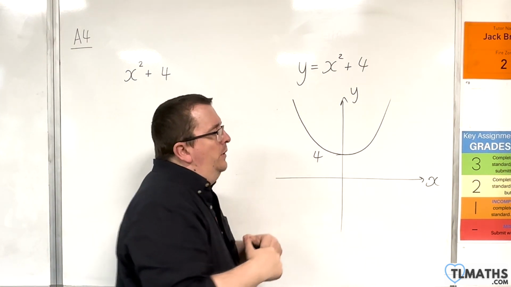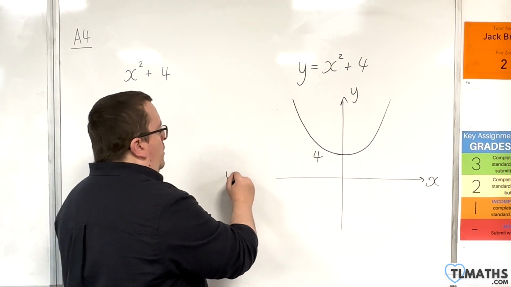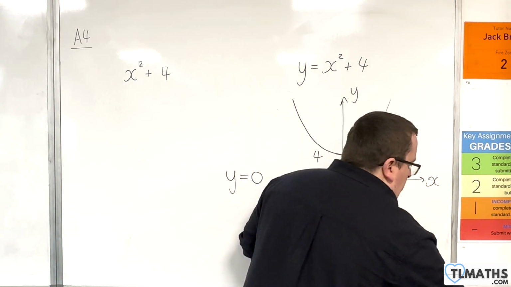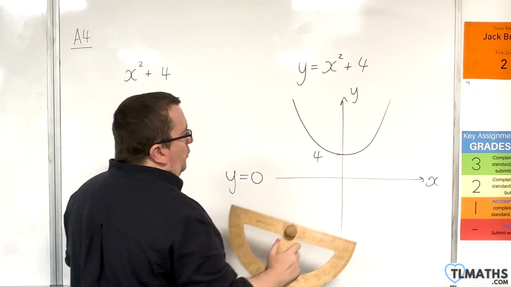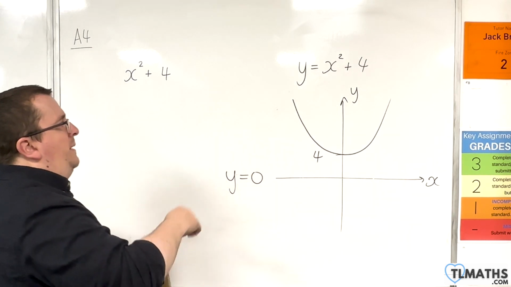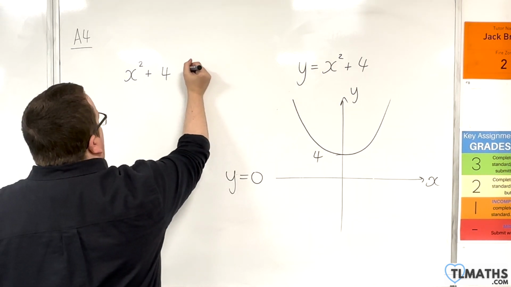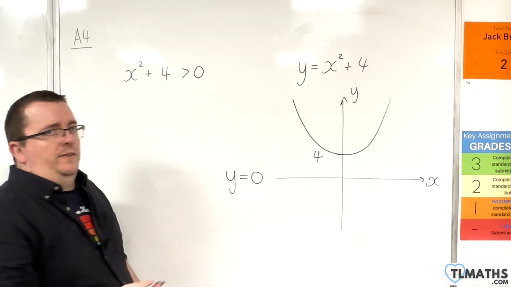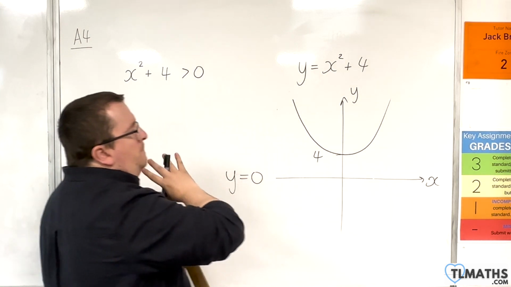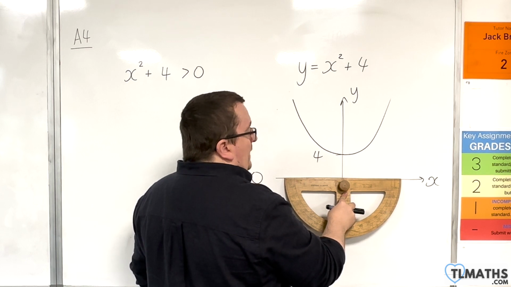Now, the x-axis is the line y equals 0. So you can think of this as 0. So you can say that x squared plus 4 is always above that line. Because the actual parabola that we have is always above the x-axis, you can always say that it's greater than 0, for any real value of x that you put in. In actual fact, we can do one better, can't we?